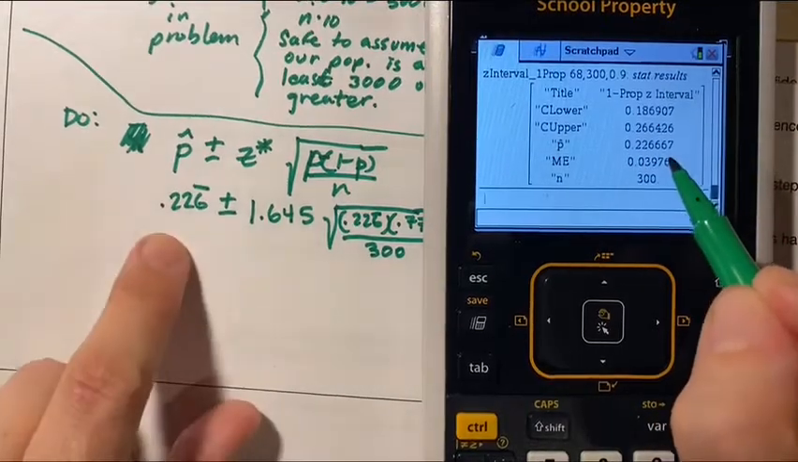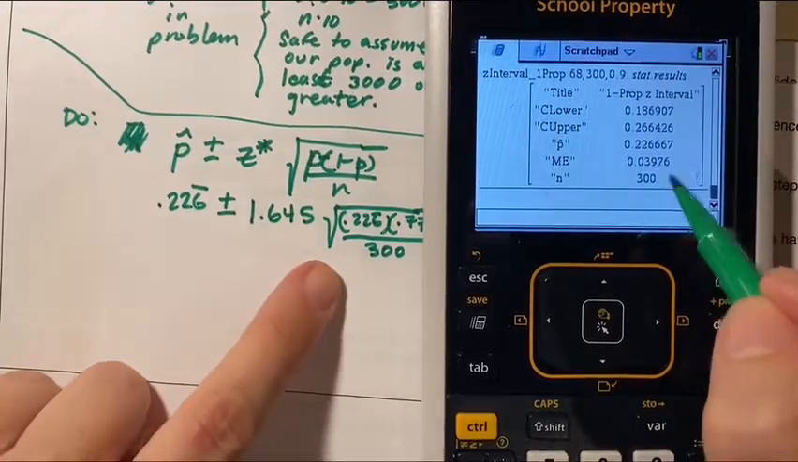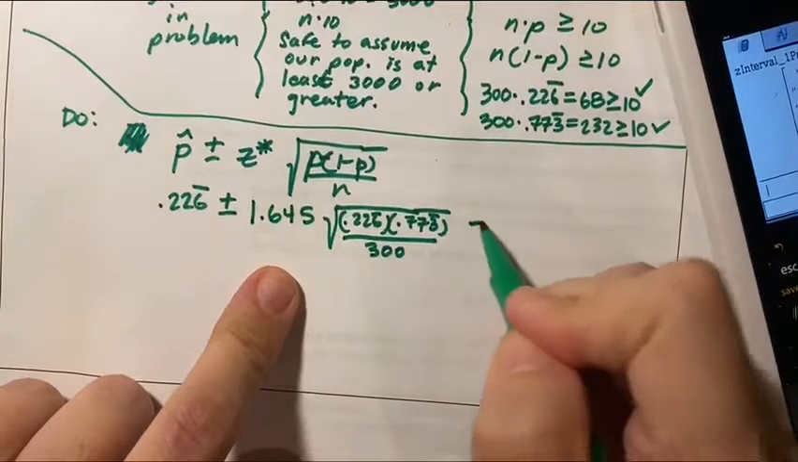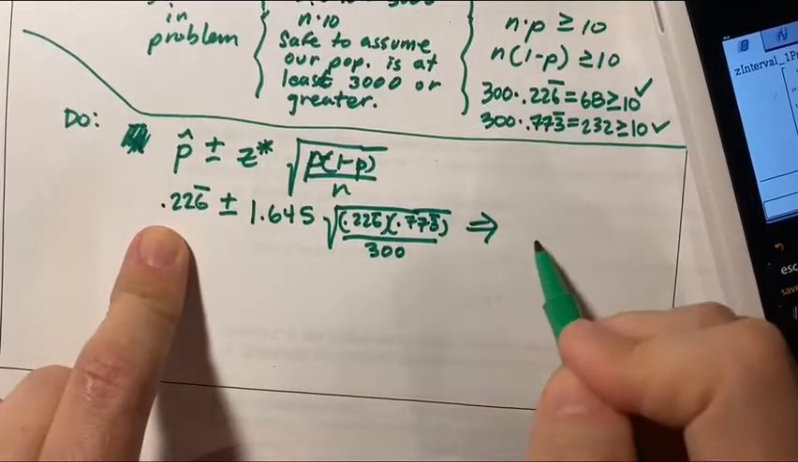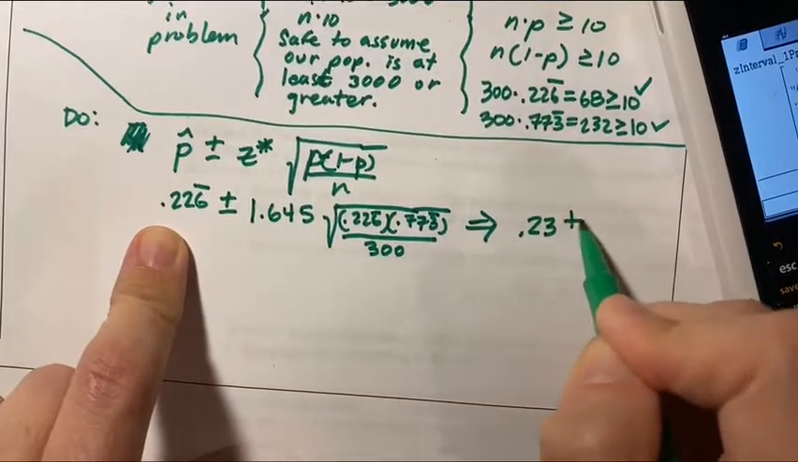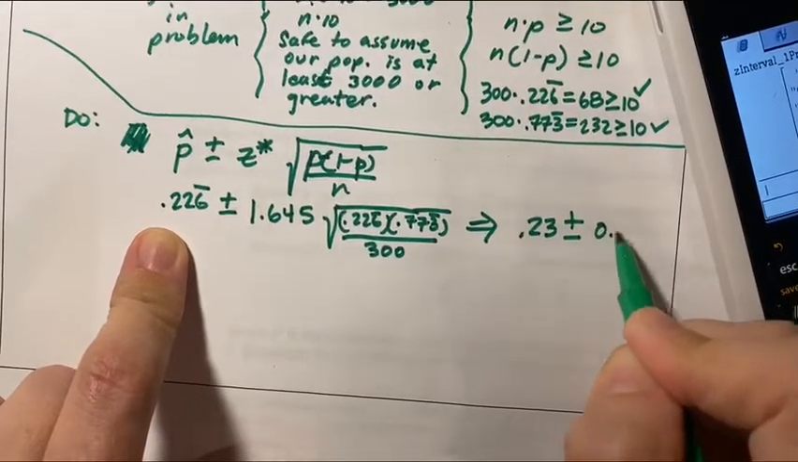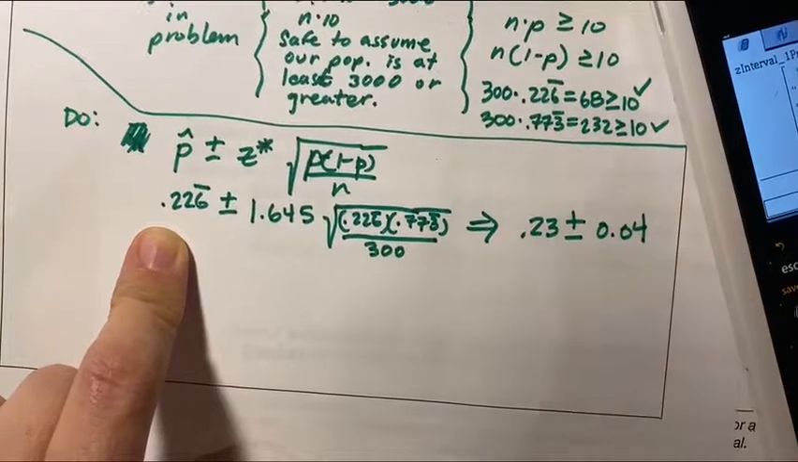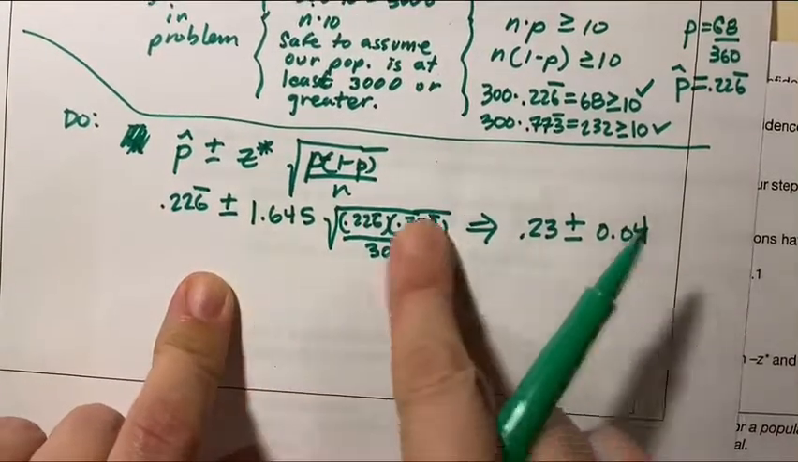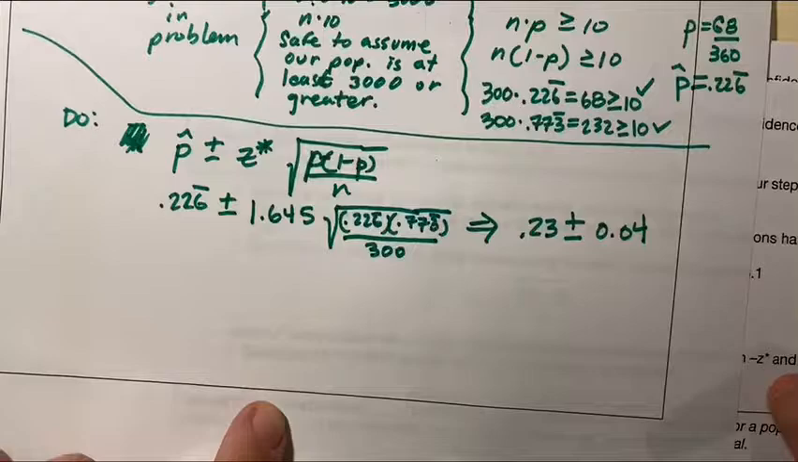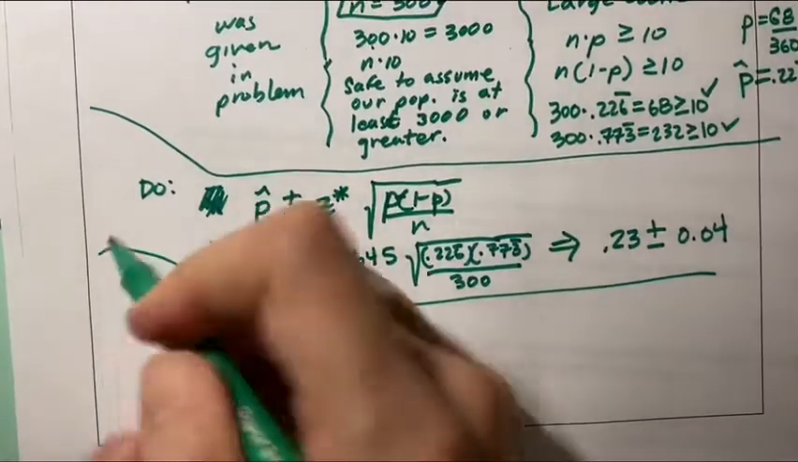My p-hat matches. My margin of error, so that's nice. I can rewrite this. My p-hat, I'm just going to round now, is 0.23. Margin of error is 0.04. Beautiful. It calculated all that for me. And then I'm ready for my conclude.